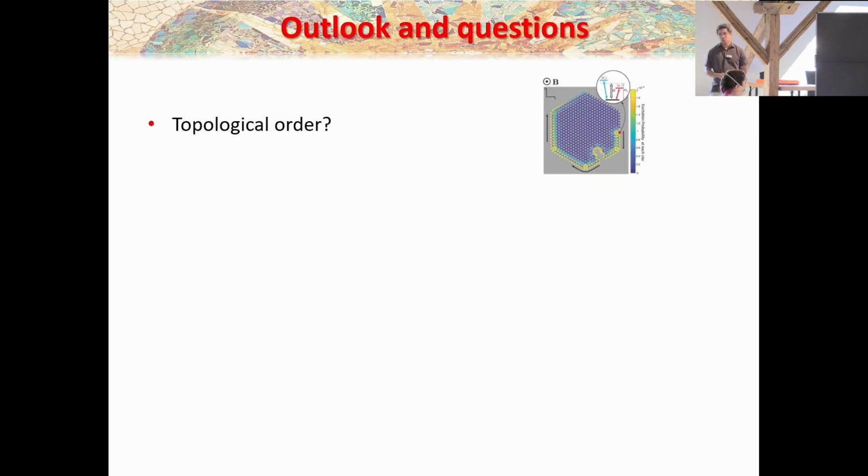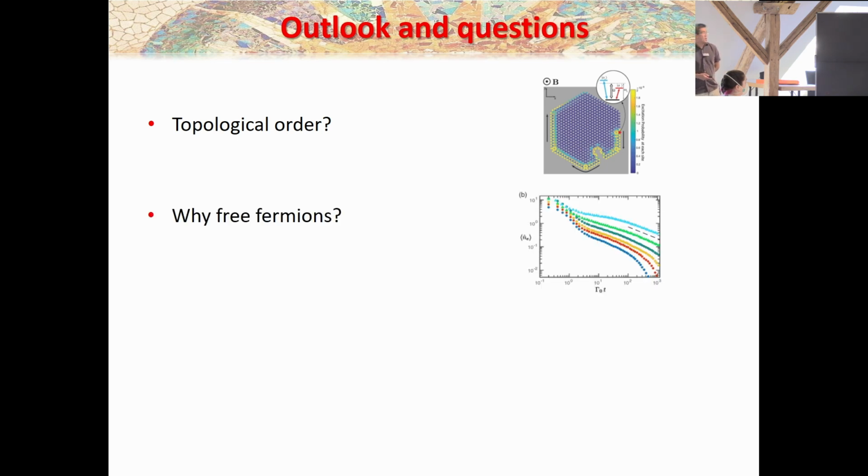If you have 2D arrays, is it possible to come up with topological order in the systems? Is that a concept that even makes sense? In the many-body regime, why do we get free fermions? It's interesting, but why don't we get something more exciting?